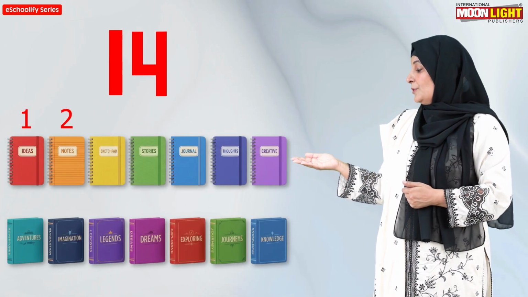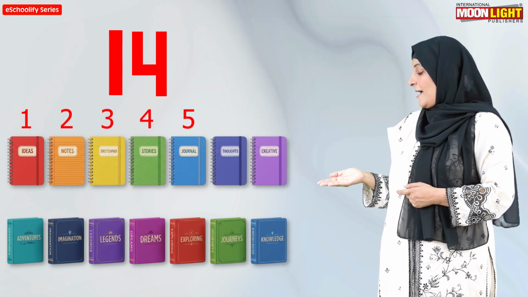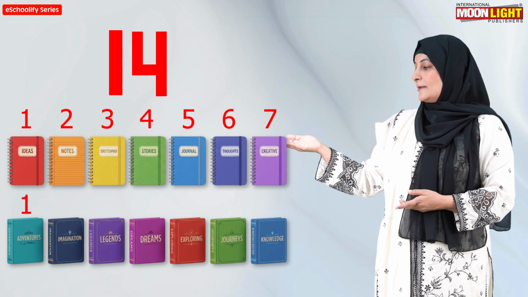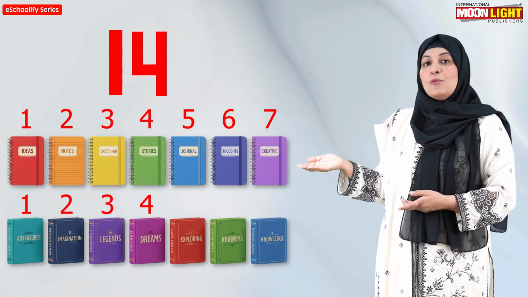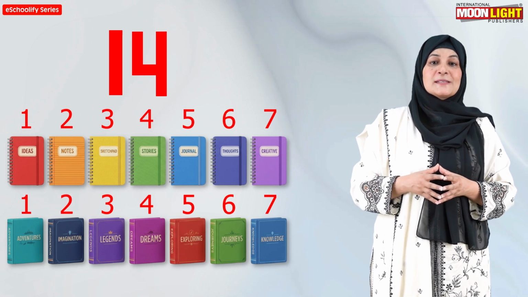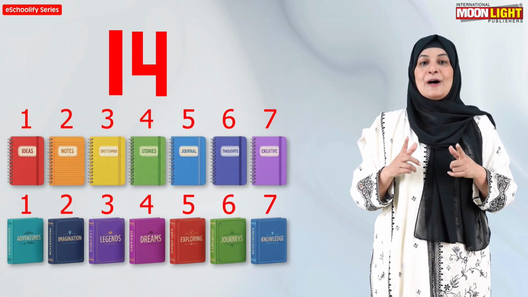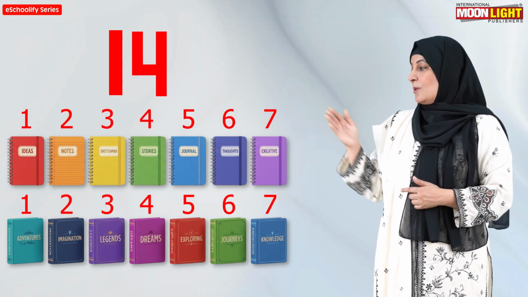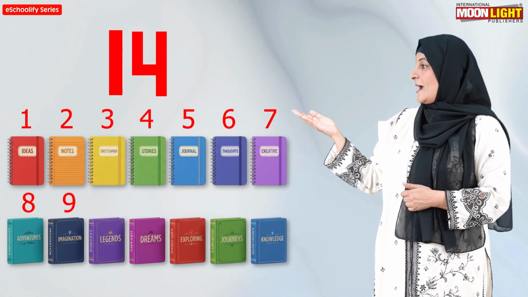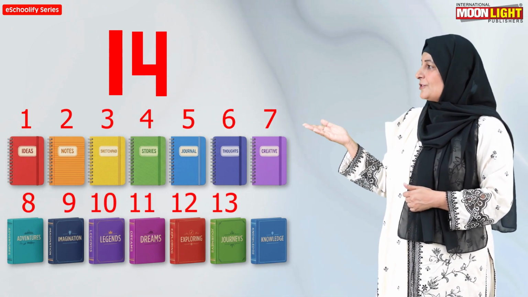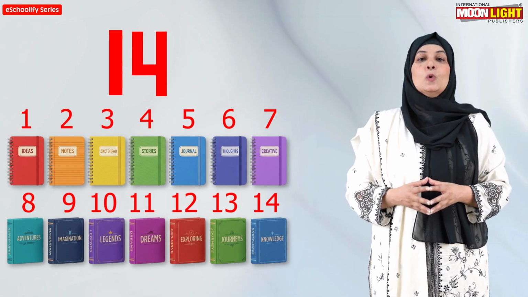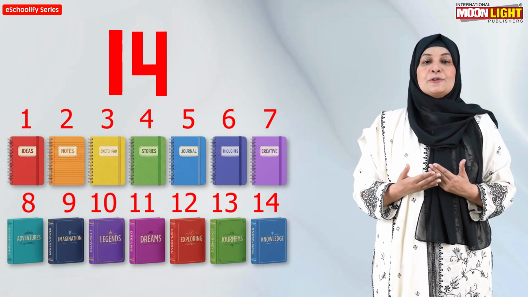1, 2, 3, 4, 5, 6, 7. 7 notebooks. 1, 2, 3, 4, 5, 6, 7. 7 books. Now we will count them all together. 1, 2, 3, 4, 5, 6, 7, 8, 9, 10, 11, 12, 13, 14. Yes, very good. Okay, we developed the sense of counting.